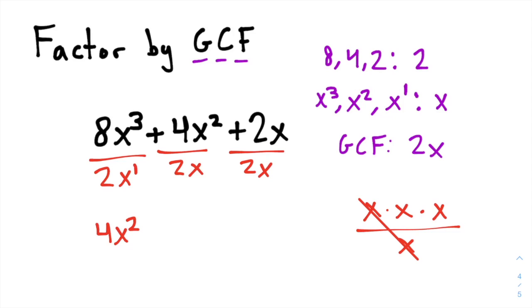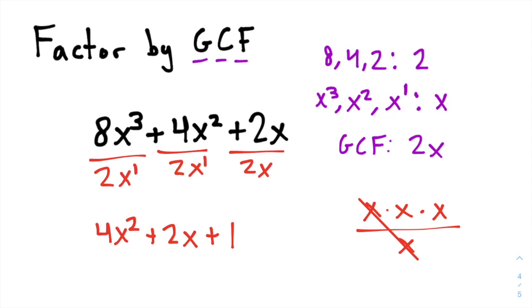Right, next term. 4 divided by 2 is 2. X squared divided by x. Think of this as x to the 1st. The powers subtract. This one x cancels one of those 2 x's, leaving me with just an x. And then plus 2x divided by 2x is just the same thing on the top and the bottom, so that simplifies to a 1.